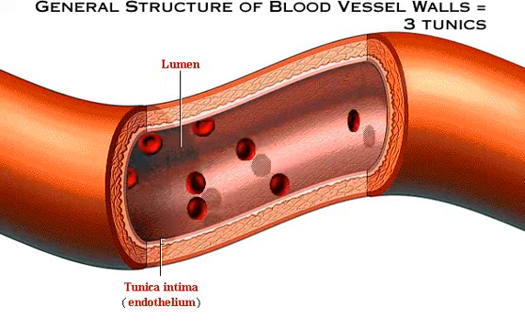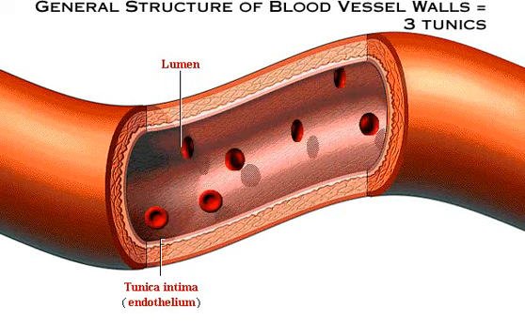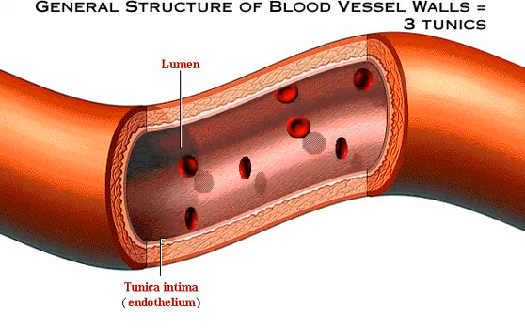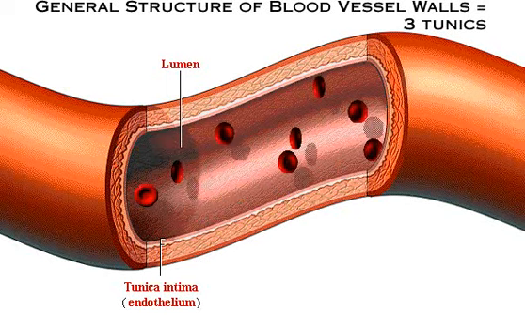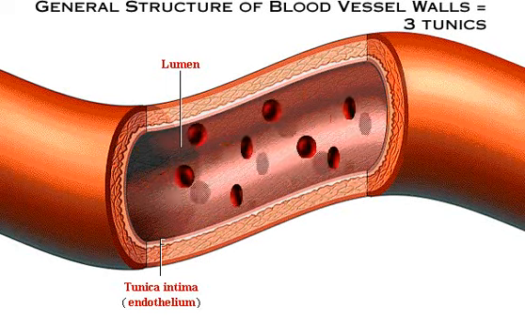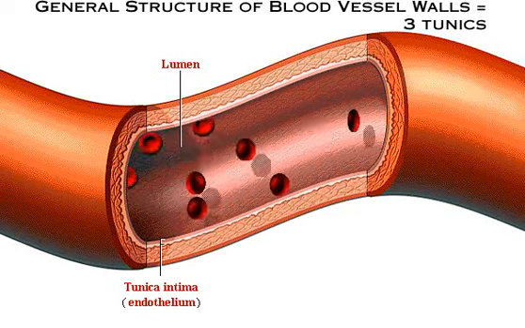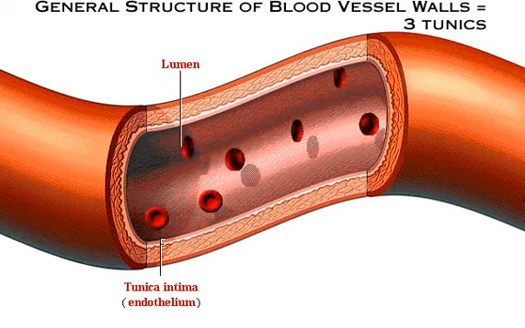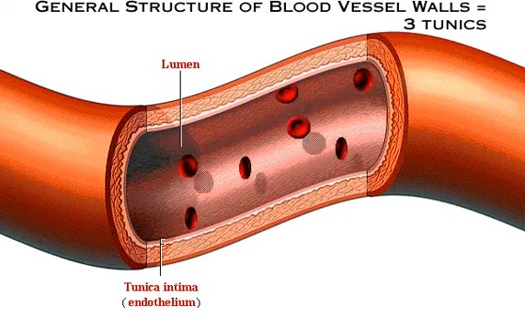The innermost tunic is the tunica intima, which is in intimate contact with the blood in the lumen. The tunica intima includes the endothelium that lines the lumen of all vessels, forming a smooth, friction-reducing lining.